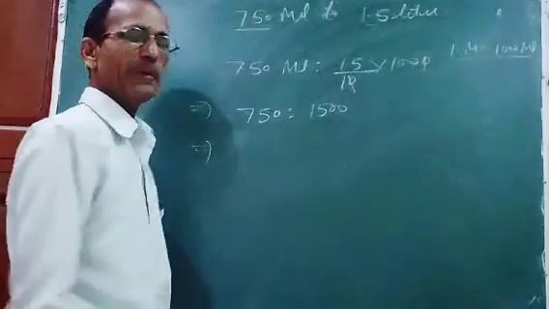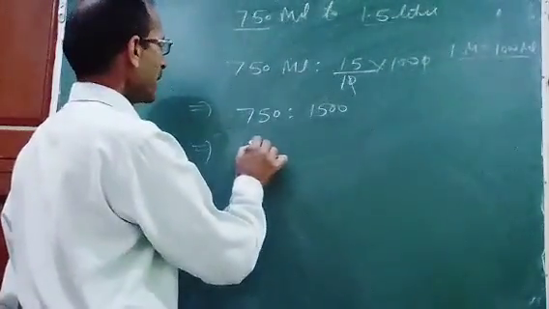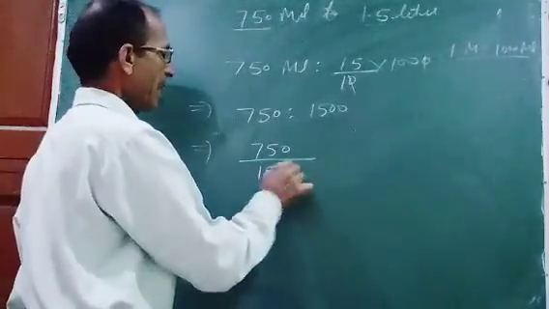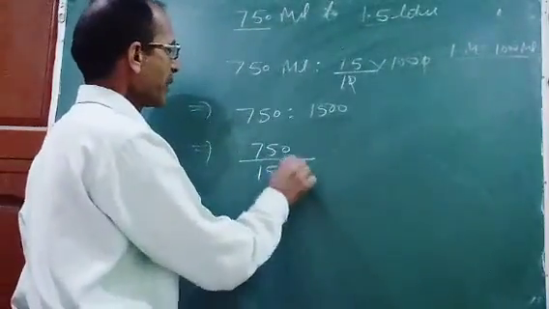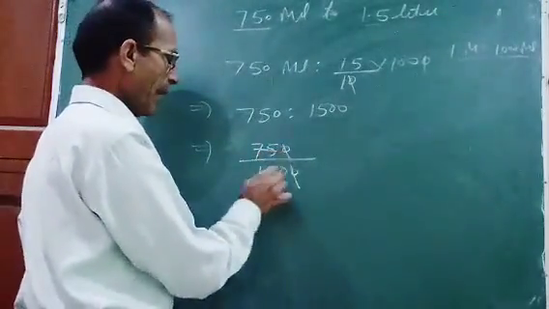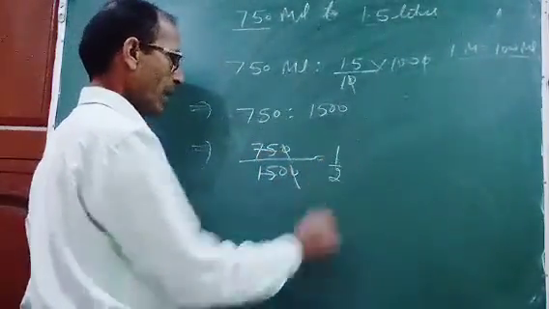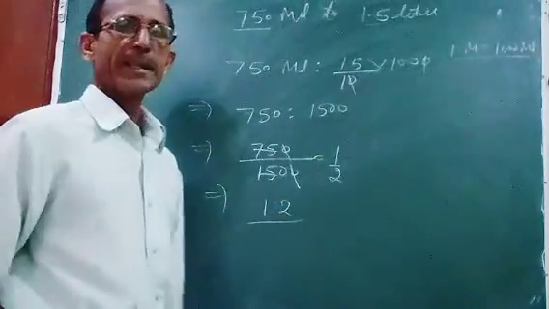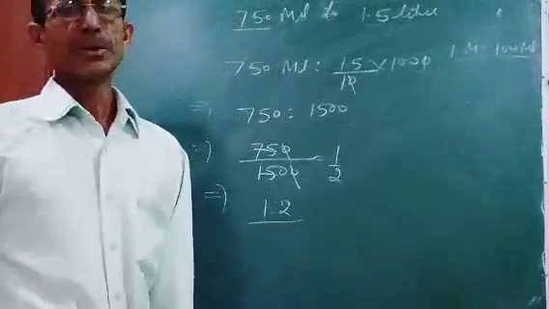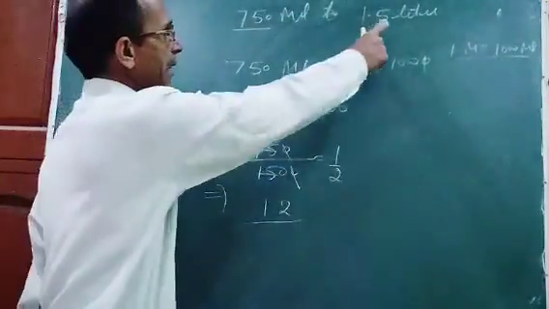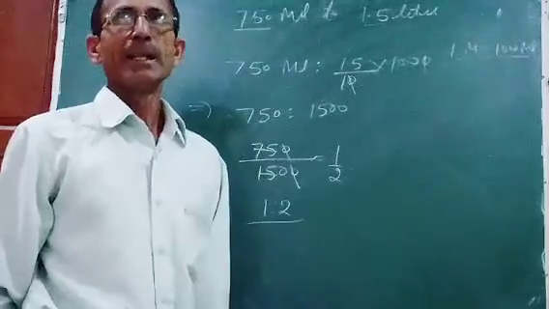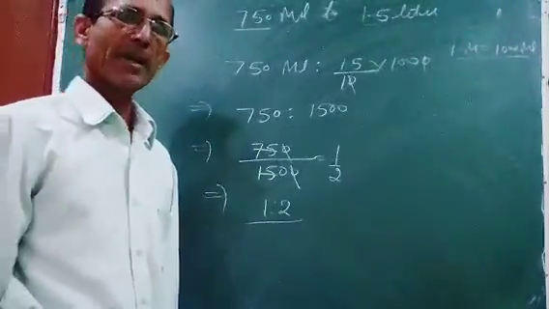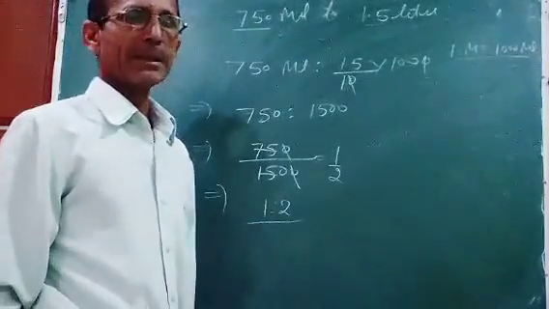750 is to 1500. 750 divided by 1500. Cancel the zeros, 75 to 150. It means 1:2. This is the right option, 1:2. Have you understood? First I converted liter into milliliter. To convert liter into milliliter, multiply by 1000 because 1 liter has 1000 milliliters.